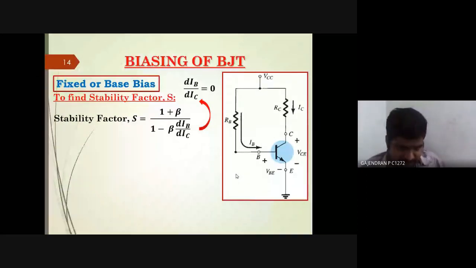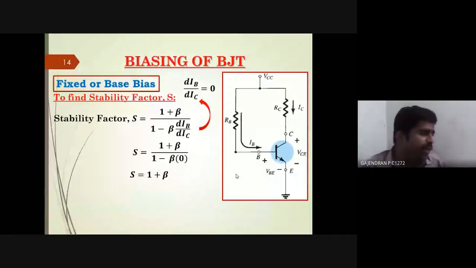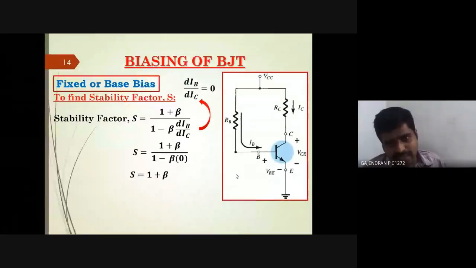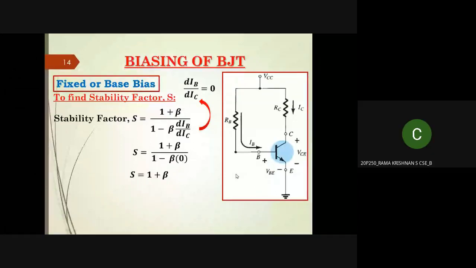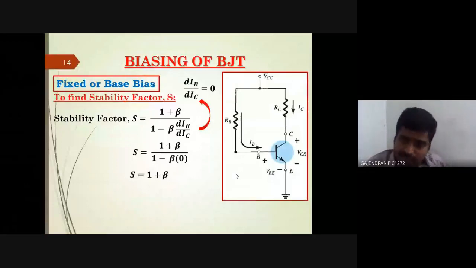Whether the stability factor is a good one or poor? Good, poor. What we have studied? The stability factor value should be higher value or lesser value? Unity, sir. Unity is the good one. Am I correct? Yes, sir.